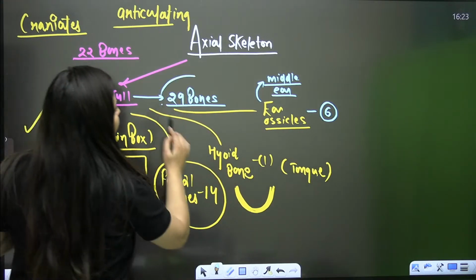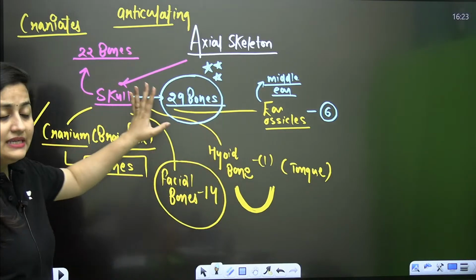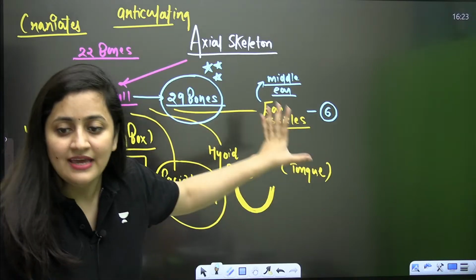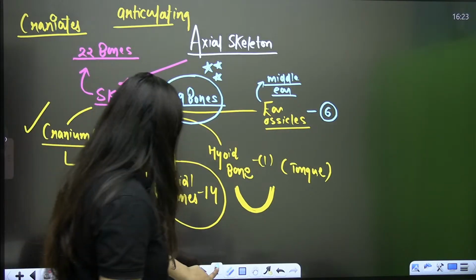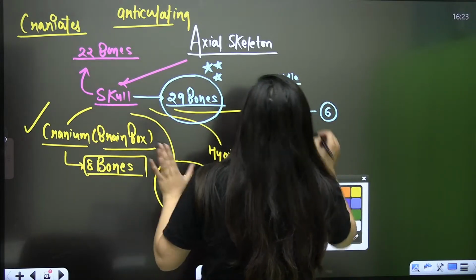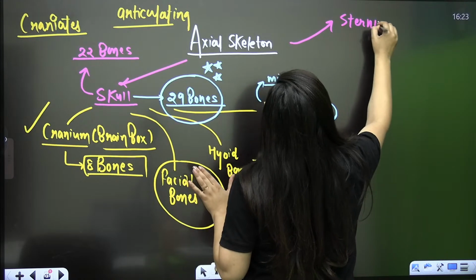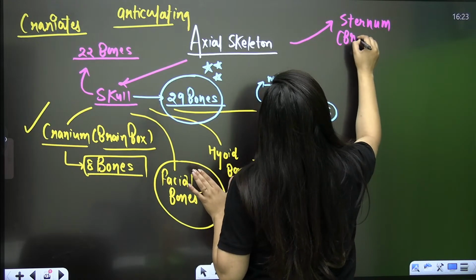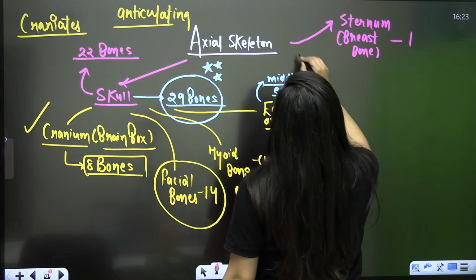So that's why I always used to mention that in the skull, you are going to say that 29 bones are there. Understood? 29 bones are there. Now, moreover, in the axial skeleton, we have the sternum, also known as the breastbone. Individually also we will discuss this. Don't worry. That is one in number.